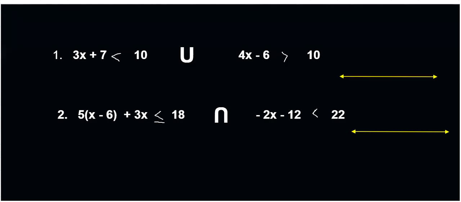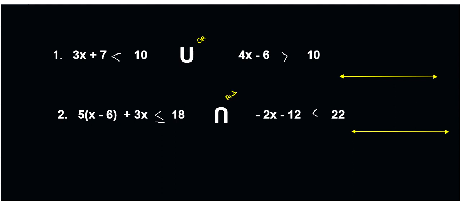Hey, everybody. We're going to graph some more compound inequalities. The first thing I want to show you: when you have a U, that's the same thing as an OR. You graph everything. When you have an upside down U, that's the same thing as AND, it's intersect. You graph what's common. So that's just another way of representing your compound inequalities. So let's take a look at the first one.